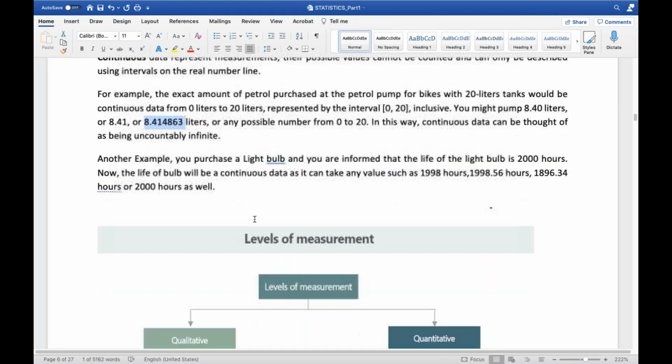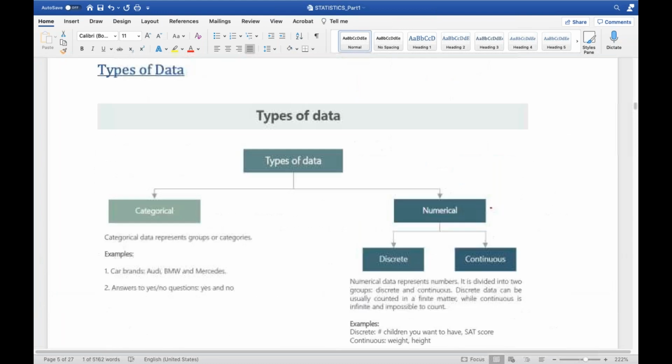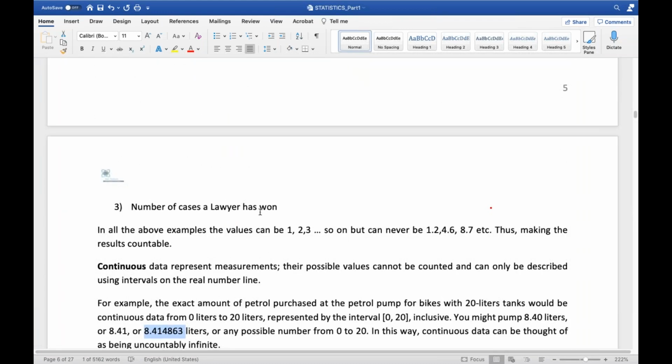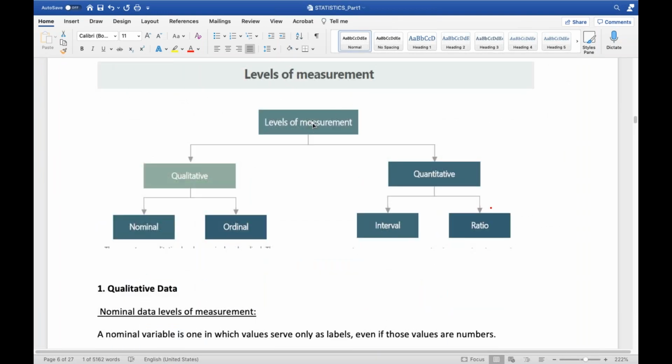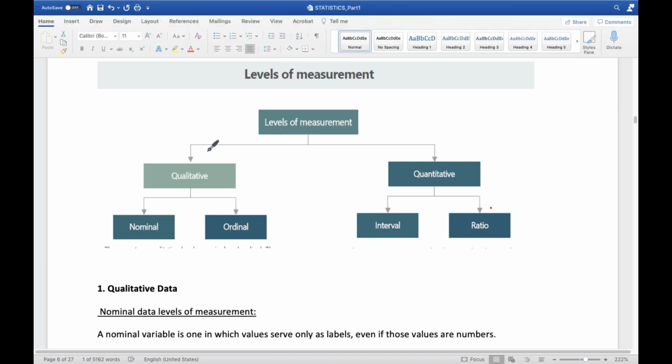Next one is level of measurement. Previously I explained that there are two types of data, categorical and numerical. Now we can look at the levels of measurement. This categorical data we call qualitative data. This is the categorical data, this is the numerical data, and these are the levels of measurement. Qualitative data is nothing but categorical data.